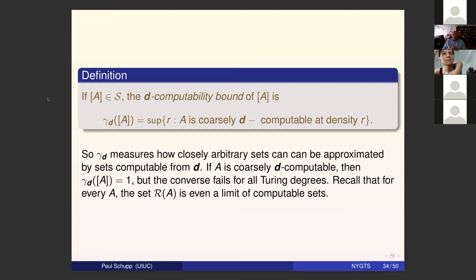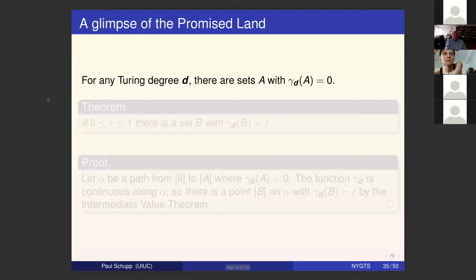Of course, if A is coarsely D-computable then gamma_D is one, but again, the converse of course fails for all Turing degrees. As we've just seen, R(A) is even a limit of computable sets, so it's certainly a limit of sets computable from any degree whatsoever. For any Turing degree D, there are sets A with gamma_D of A equals zero. There's a standard computability proof one can give, but I think this is intuitively obvious. We fix some set D of this degree, and there are things so far away from it that D can't compute anything about them.